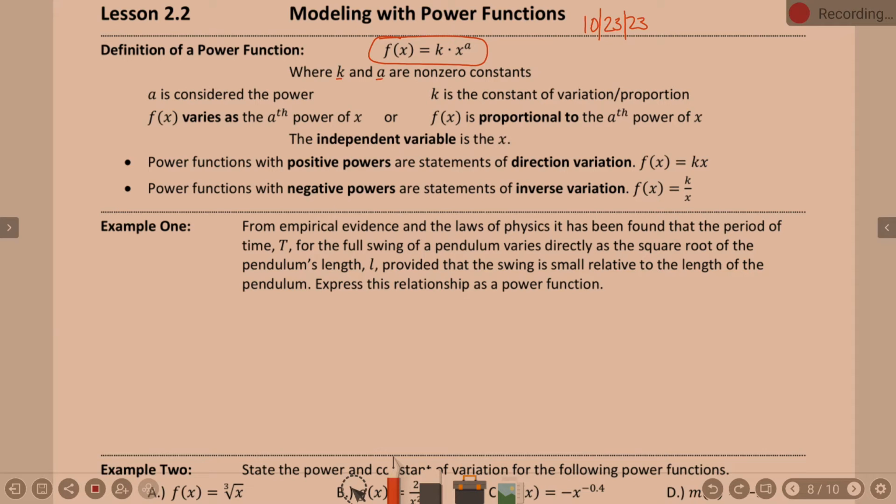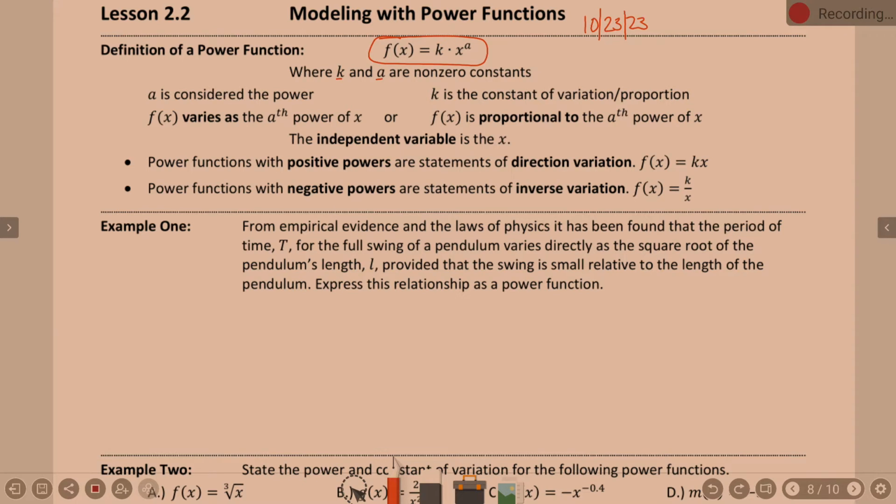Okay? A is considered the power, and k is the constant of variation or the constant of proportion. I've seen it called both. When we talk about this, I'm going to throw in some direct and inverse variation review from Algebra. f of x varies as the a power of x. It's hard to say 8 and not make you think the number 8. So it's the power of a of x. Or another vocabulary, f of x is proportional to the a power of x.